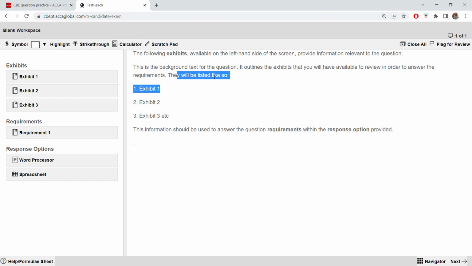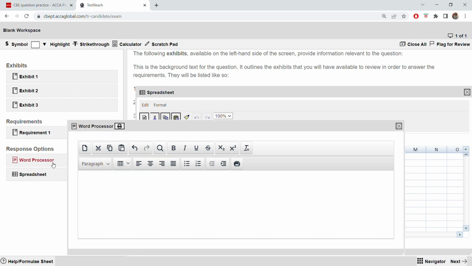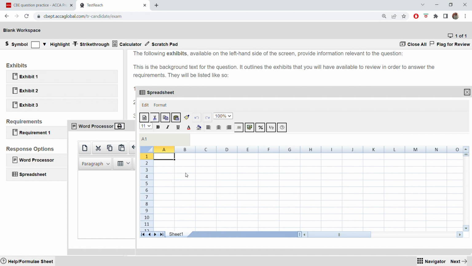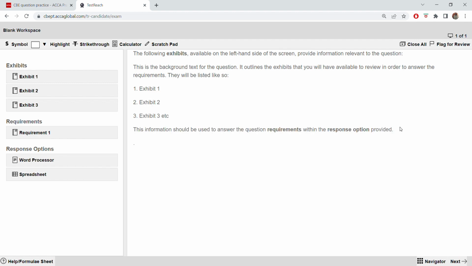Okay, and you can copy paste. Sometimes, let's say, you want to copy something from the spreadsheet into the word processor, or something from the word processor into the spreadsheet. Okay, you can do it, but not all the time. There are some times you cannot copy paste. You just have to type it. If you cannot do that, do not break your head for it and try to find various ways to copy paste. This you should have done before in the practice session, not in the actual exam.